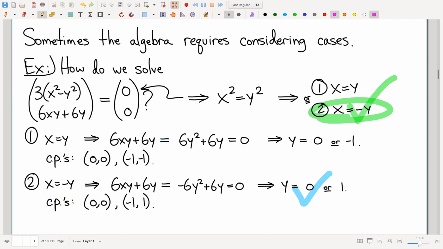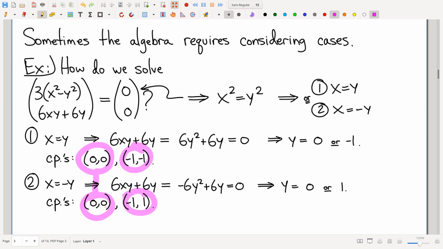So altogether you have 3. Now it kind of looks like 4, but of course these are the same. Right? So in actuality you have 3 critical points. And if you hadn't been careful with the cases, you only would have found 2 of them.